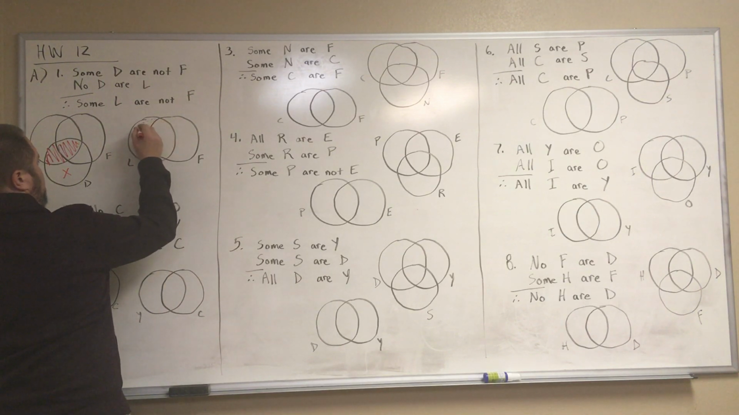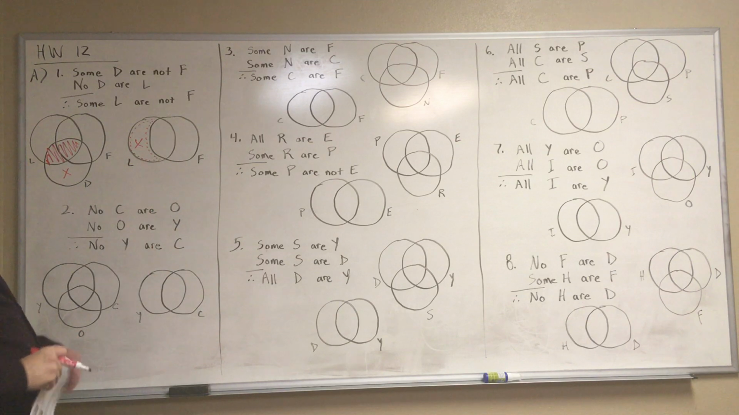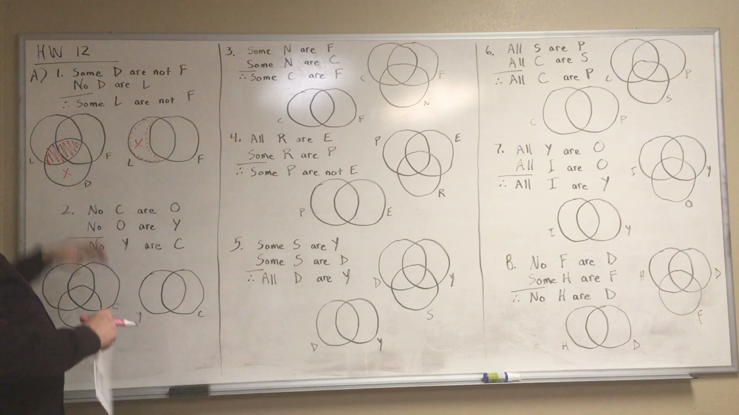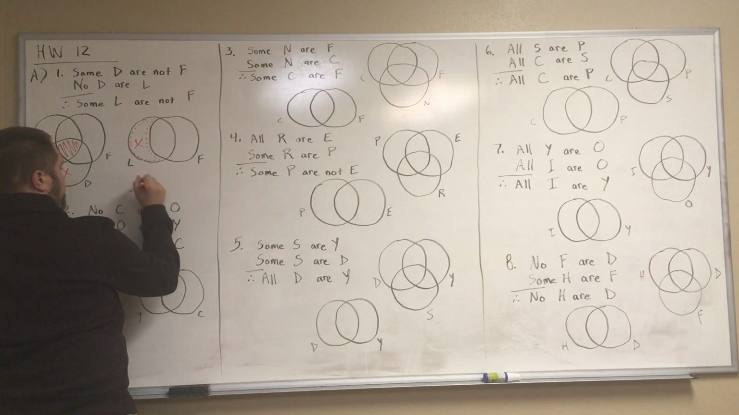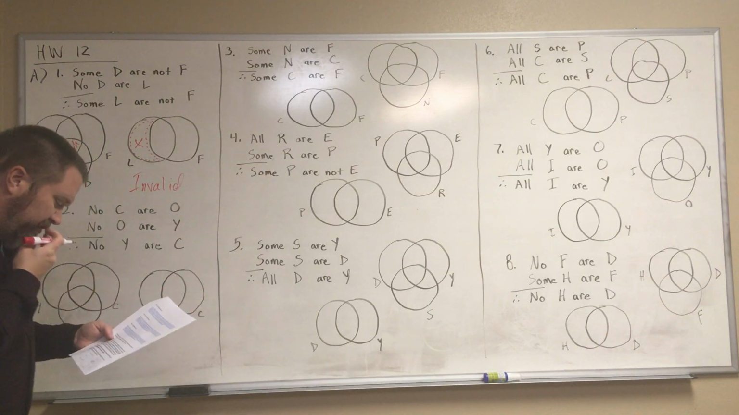So with the conclusion, we're looking for this information out of the 3-circle Venn diagram, an X somewhere in this space over here, and there's no X. So that one is invalid. Let's move on.